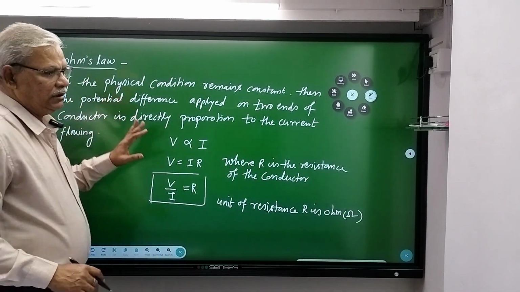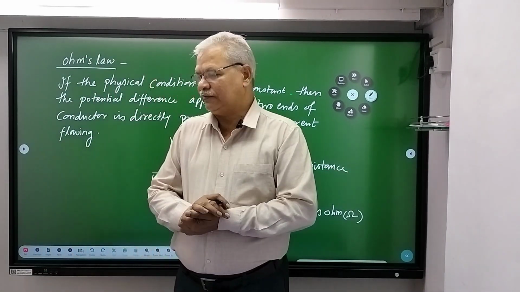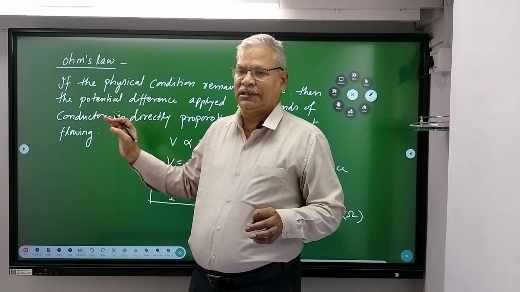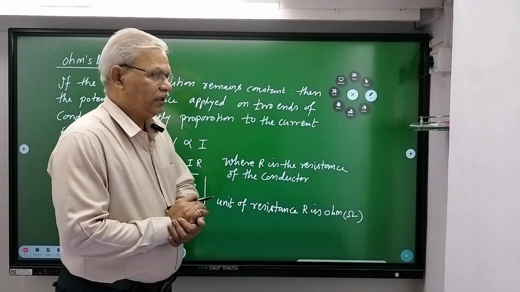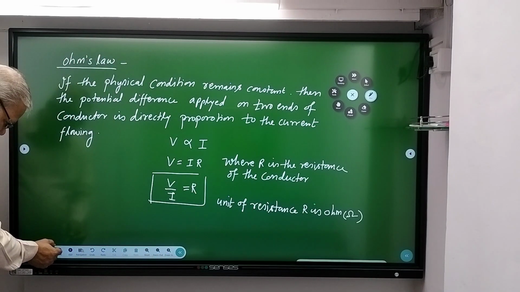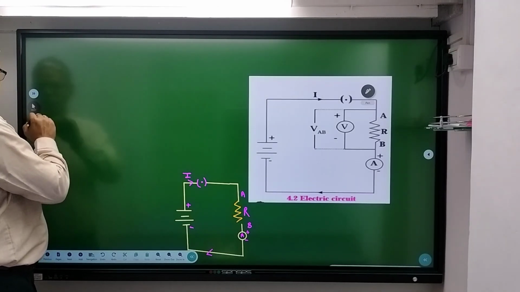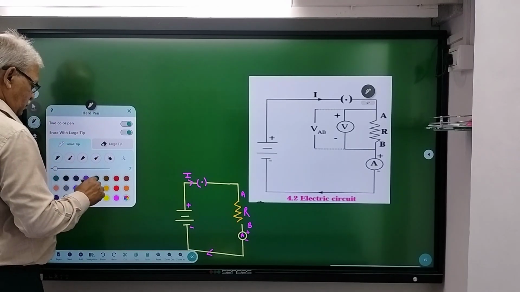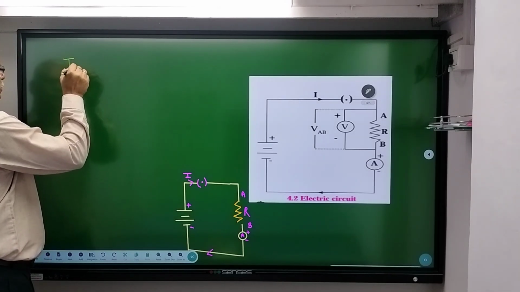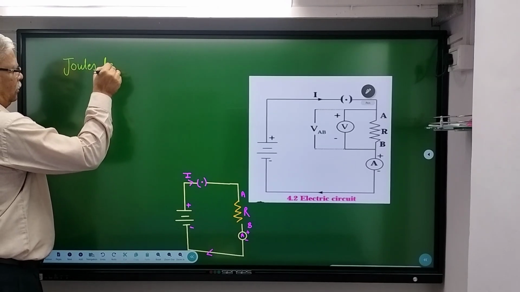Now see, these three definitions are the basic definitions of the electric current. You have learned this in the 9th standard. Now the main topic is your Joule's law that we are going to do. The next topic is Joule's law. I am writing Joule's law.